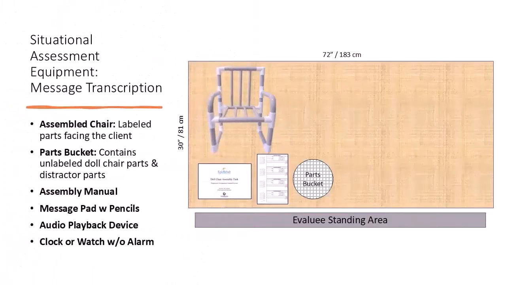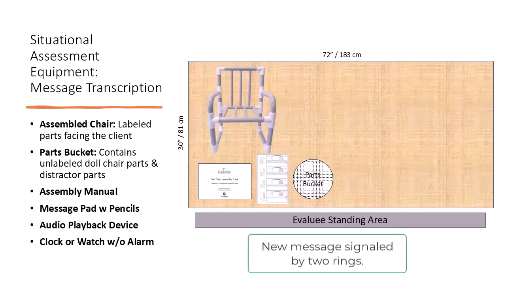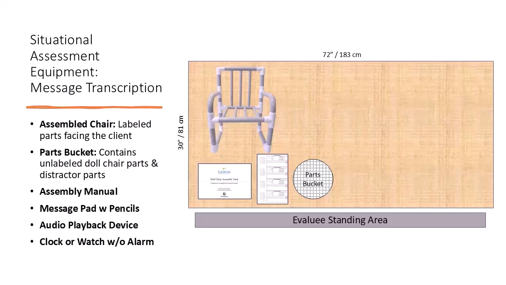Okay, so that's for the situational assessment without the telephone message. What's the setup in the clinic for when you have the telephone messages overlaid? This is where the cognitive load increases significantly. You'll be using a telephone message audio device, which signals an interruption with 2 rings. You'll provide 2 pencils with erasers, and the telephone message pad where the client will transcribe the 4 messages. Those are placed between the parts bucket and the assembly manual, as in the diagram.